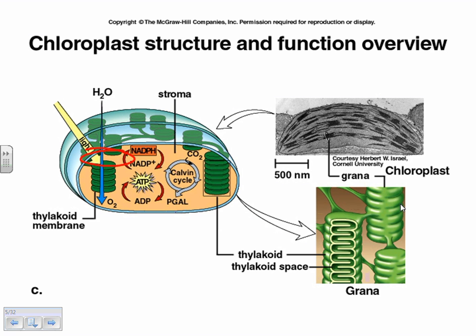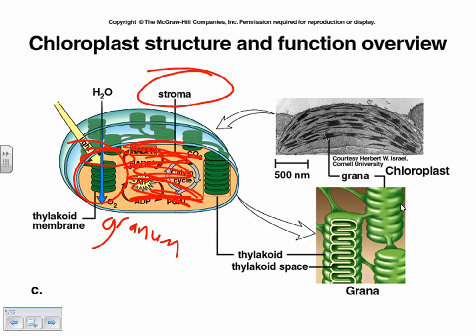A whole stack of these thylakoids is called a granum. That's where the light-dependent part happens. The light-independent part, the Calvin cycle, happens out here in the fluid-filled space. And that fluid-filled space is called the stroma.